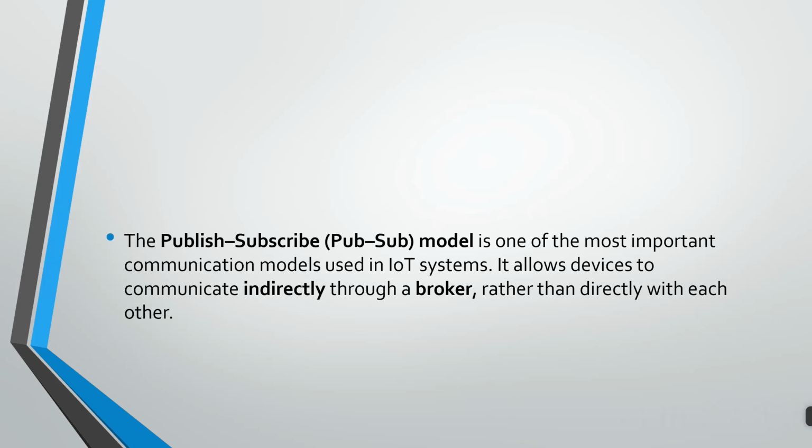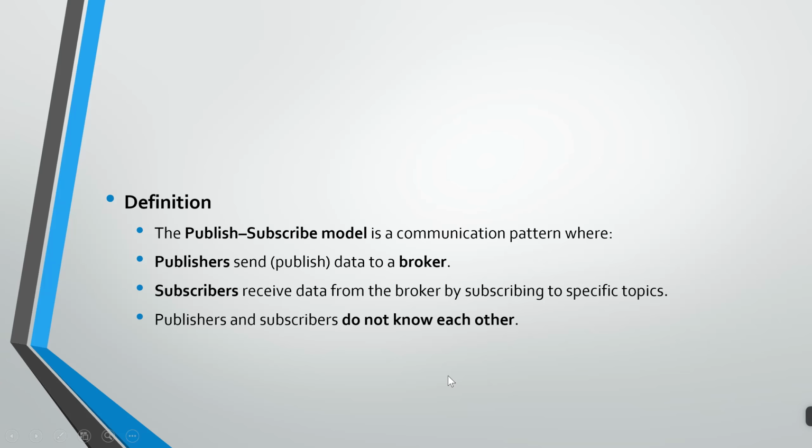So in the previous case, what we saw is a direct communication wherein a client is directly sending the data to the server. Server is accepting the request, then it is processing, then it is sending the result back. But in this case, the IoT devices are communicating indirectly with the help of a broker, rather than directly communicating with each other. Let's see what is the meaning of this.